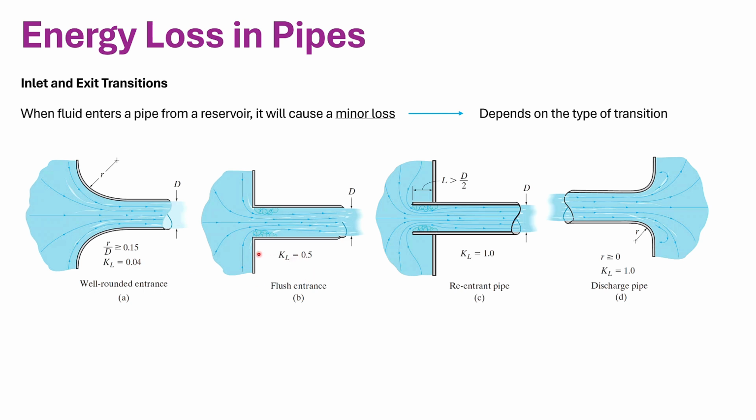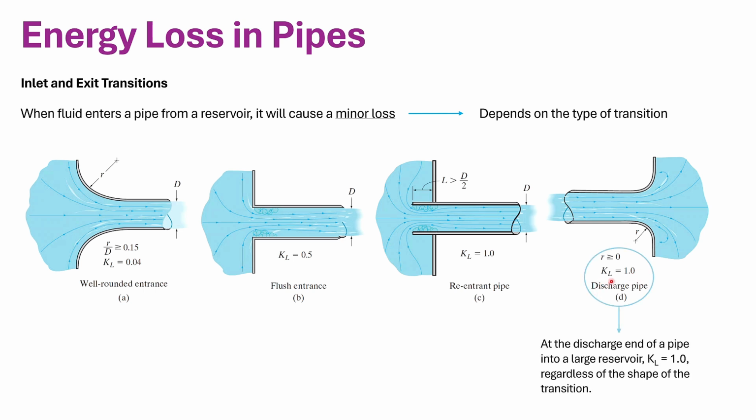And then K sub L of this case, which is from a reservoir to a pipe but at 90 degrees, is 0.5. So as you can see, the loss is greater than here. Another case where the pipe extends into the reservoir, where L is greater than D over 2, KL is equal to 1. But for a case that a pipe is connected to a reservoir like this, from left to right, KL is always 1.